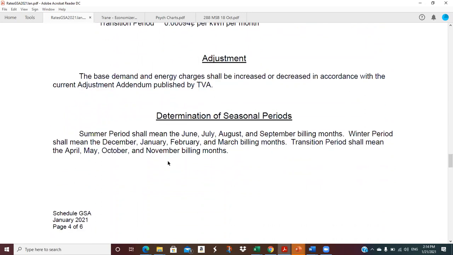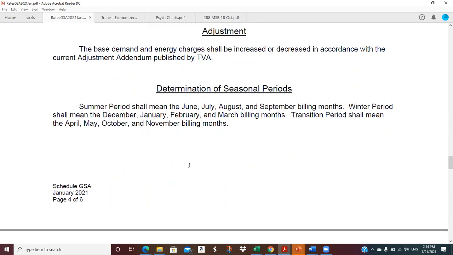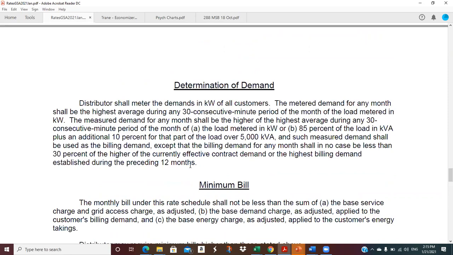Okay, so seasonal periods. June, July, August, September is the summer. Winter, December, January, February, March, and the rest are transition months. Determination of demand. Distributor shall meter the demands in kW of all customers. The metered demand for any month shall be the highest average during any 30 consecutive minute period of the month of the load metered in kW. So they got a 30-minute window.